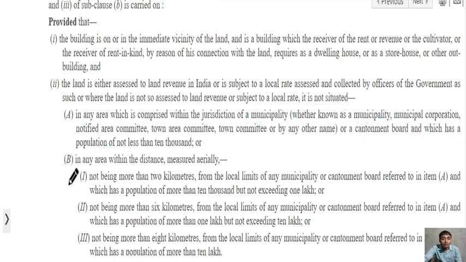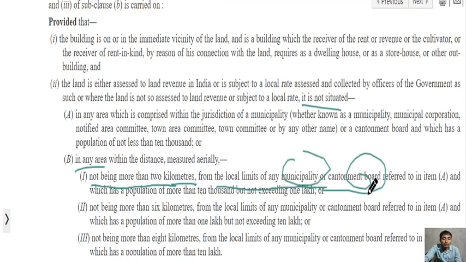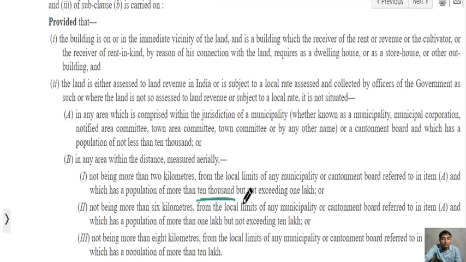Again, we are talking about a land which is not situated in any area, the distance of which is not more than 2 kilometers from the local limit of a municipality or cantonment board, and which has population more than 10,000 but not exceeding 1 lakh.